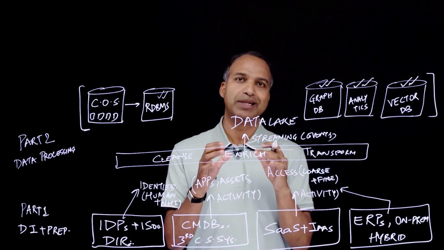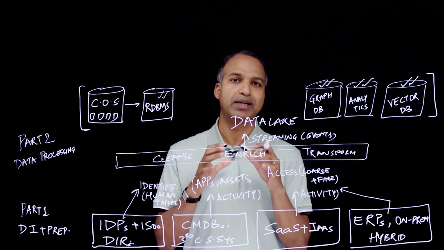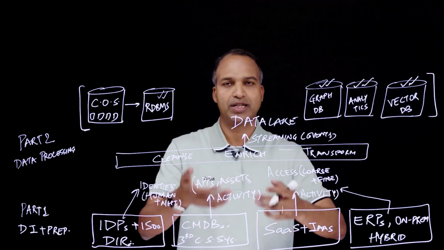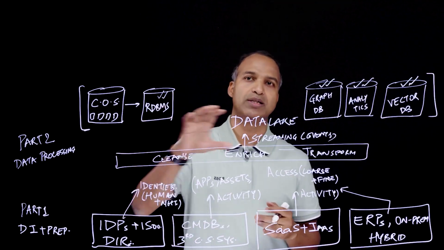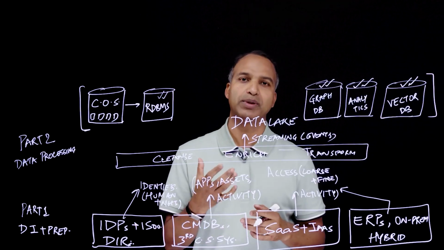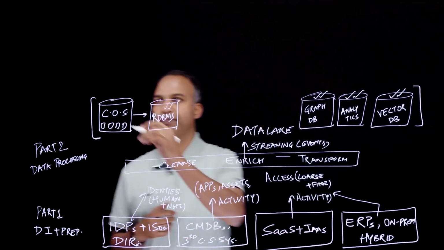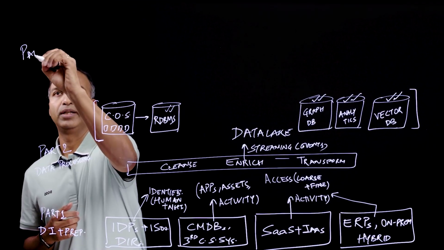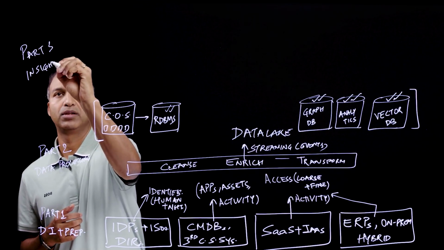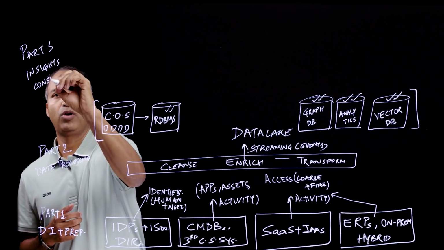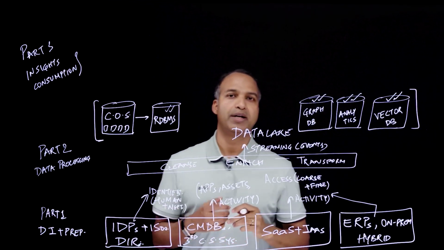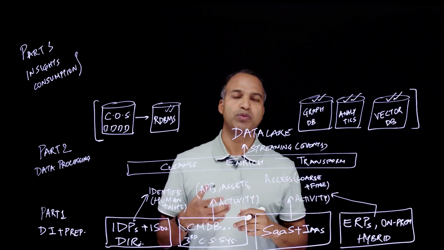So that basically concludes what's happening in my data processing stage, where the data which has been ingested from all these platforms is now processed and ready to be consumed. And that leads me to part 3 of the architecture, insights consumption. You have all this data, and now you have derived insights which have to be consumed.